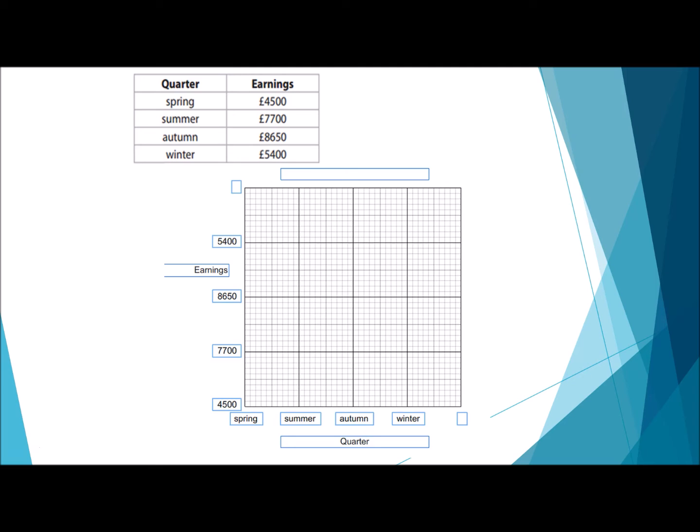Okay, so for this one we've got quarters and earnings. Maybe, and some examiners might give us a mark for that even if we don't have the title. Depends how generous they're feeling. If we look at the scale, what they've done is actually quite common. They've just copied the numbers from here onto the scale, not going up evenly at all, so no marks there, and they haven't plotted any points whatsoever. So probably no marks, maybe 1 with a very generous examiner, but very unlikely.